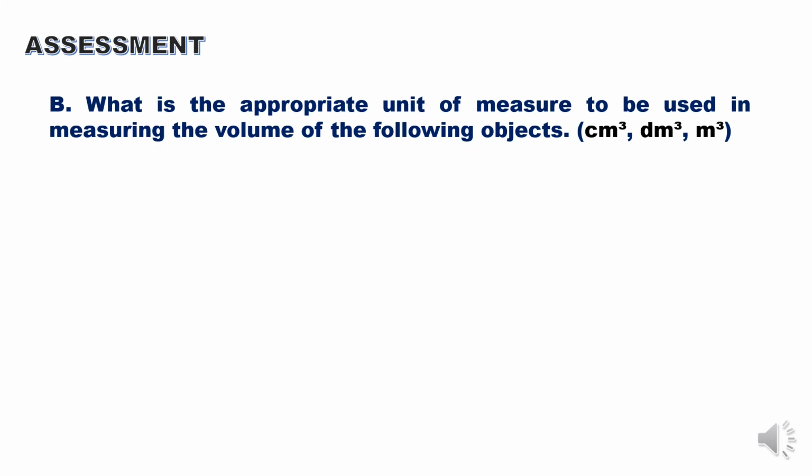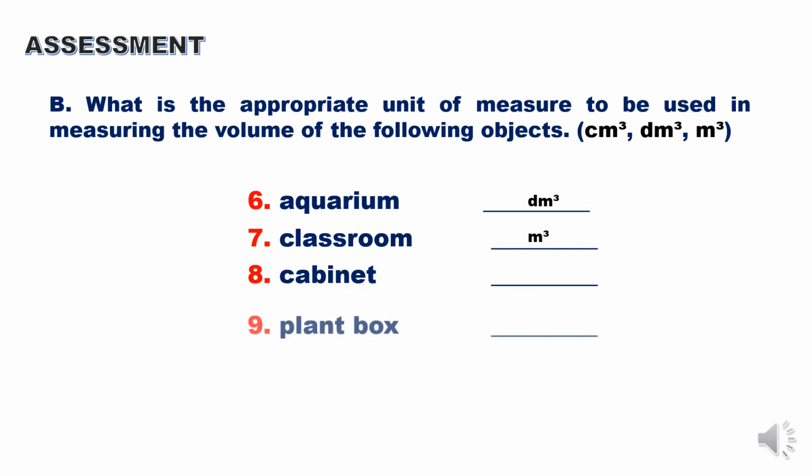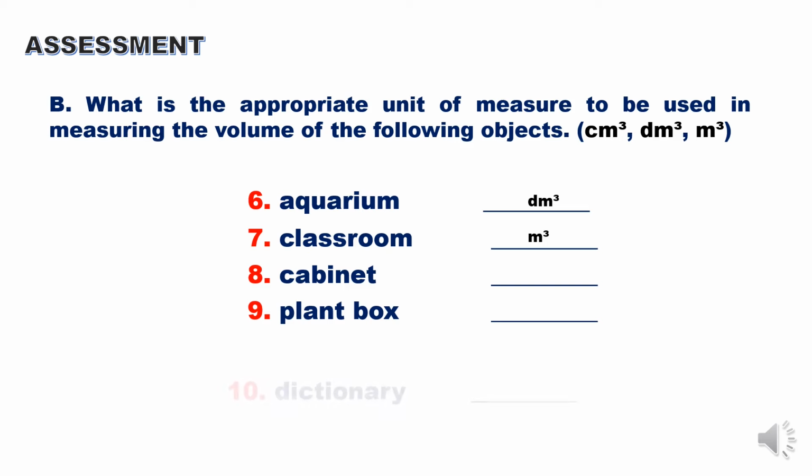What is the appropriate unit of measure to be used in measuring the volume of the following objects? Choose from cubic centimeter, cubic decimeter, and cubic meter. Number 6, aquarium. 7, classroom. How about number 8, cabinet? 9, plant box. And number 10, dictionary.